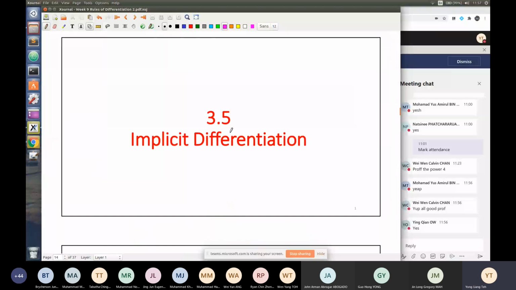So before we jump to implicit differentiation, maybe I think it's a good time to have a short break. Okay, so far we have covered chain rule already, and in implicit differentiation, we're going to extensively use the chain rule again. Okay, so let's have a break till 12:05.